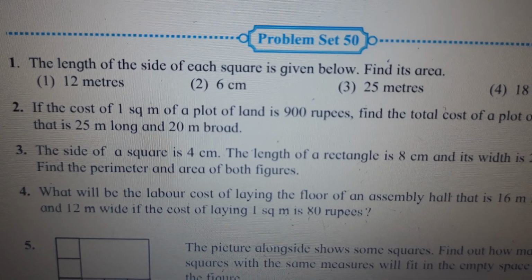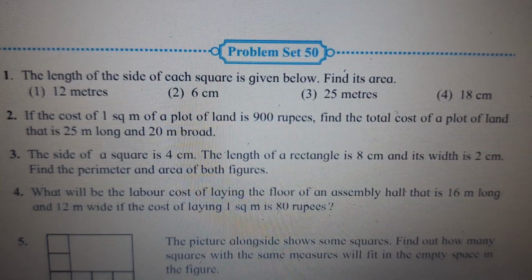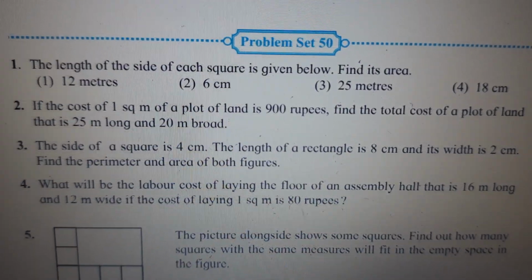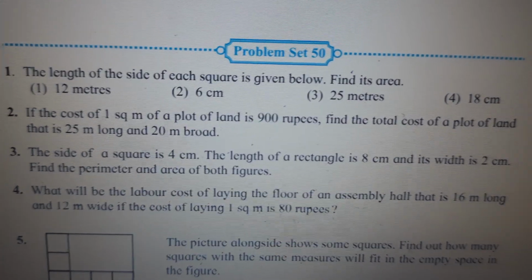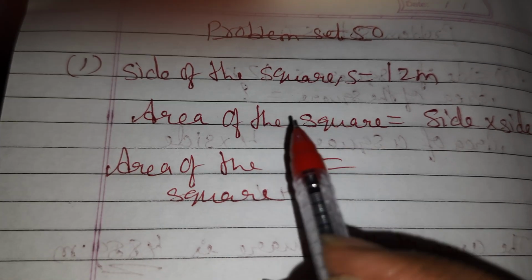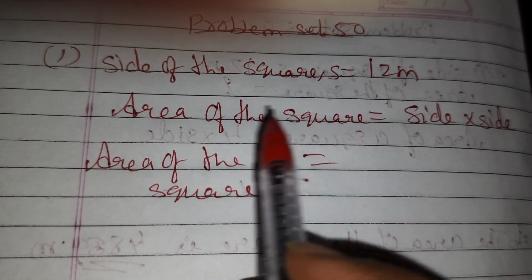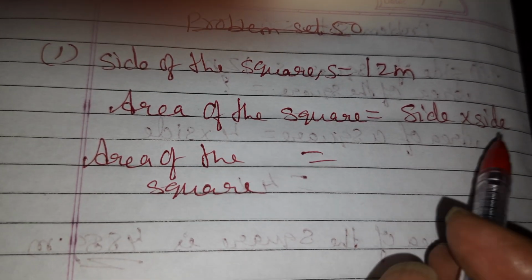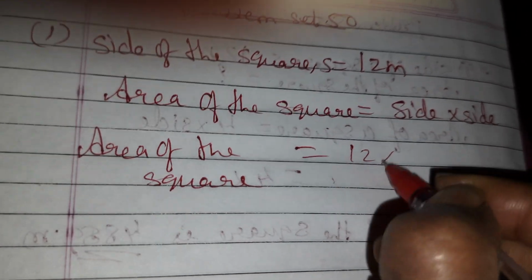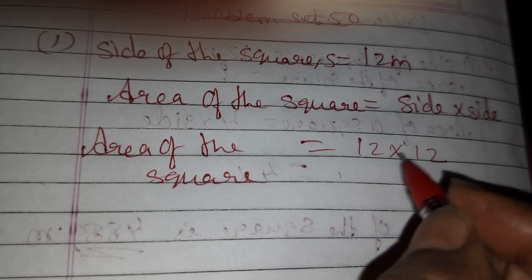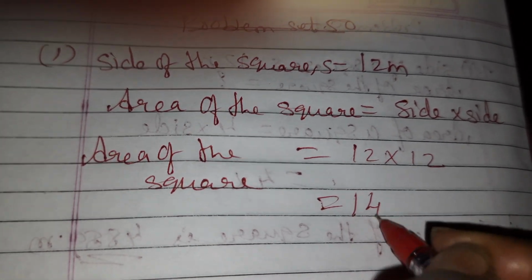The first one is 12 meter. Second is 6 meter, third is 25 meter, and fourth is 18 centimeter. So we'll first find out the first one, that is 12 meter. So the first question we have seen, children, side of the square is 12 meter. So area of the square is side into side. So here substitute the value, 12 into 12. 12 12s are 144.